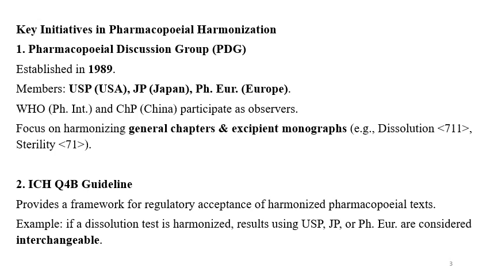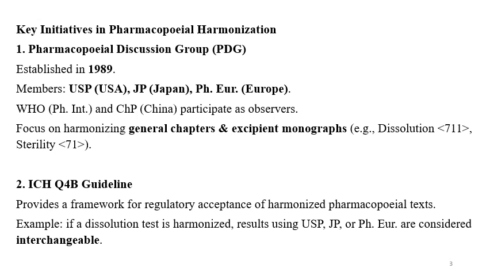For example, the general chapters like dissolution, 711 USP, and sterility. Then the ICH Q4B guideline provides a framework for regulatory acceptance of the harmonized pharmacopoeial texts. Example, if a dissolution test is harmonized, results using USP, JP or PhEur are considered interchangeable.